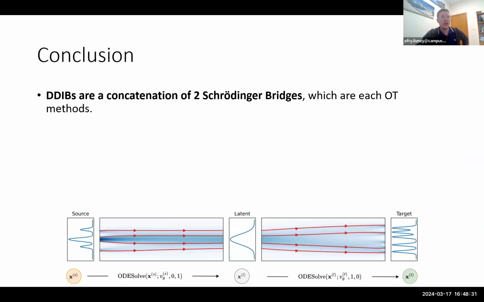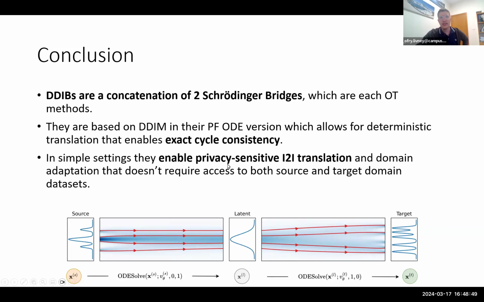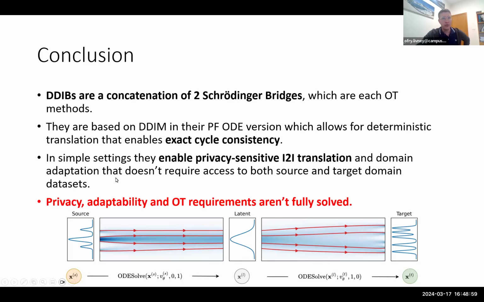So let's conclude. DDIBs are a concatenation of two Schrodinger bridges, which are each OT methods. They're based on DDIM in their PFODE version, which gives us a deterministic mapping. And by that, we get the exact cycle consistency. In simple settings, this enables privacy-sensitive image-to-image translation and domain adaptation without requiring access to source and target domains. But we saw that when we scale up the difficulty of the test, the privacy, adaptability, and OT requirements aren't fully solved.